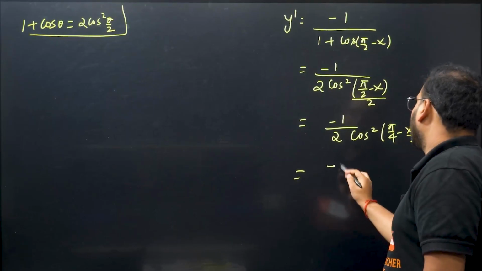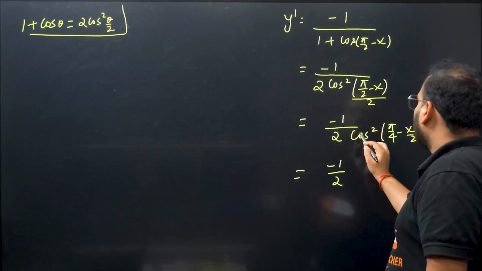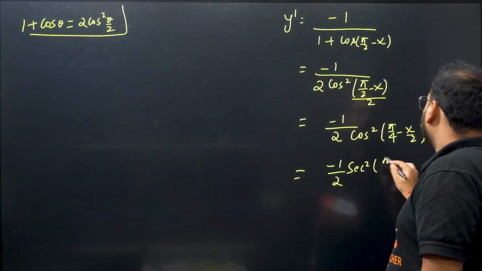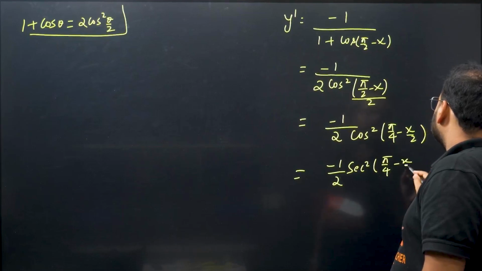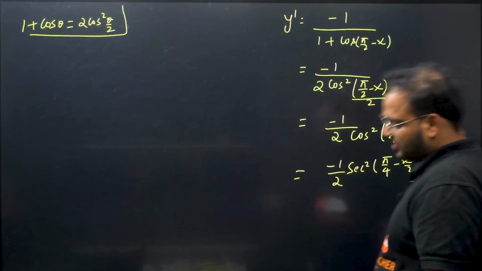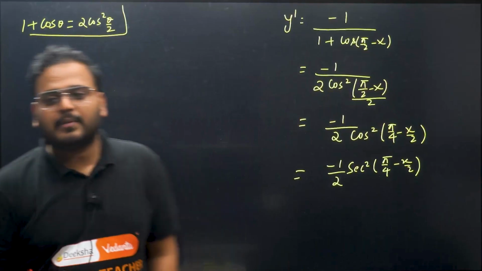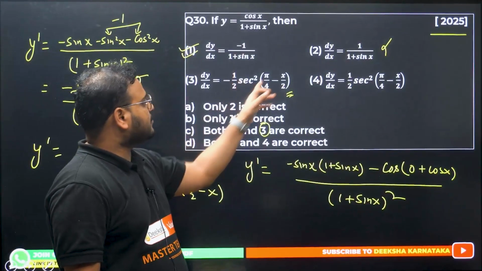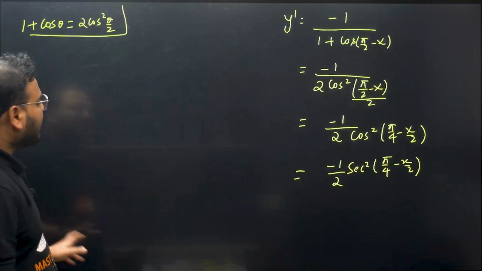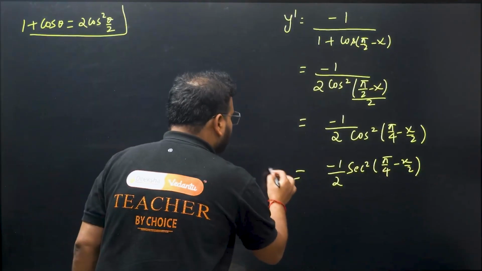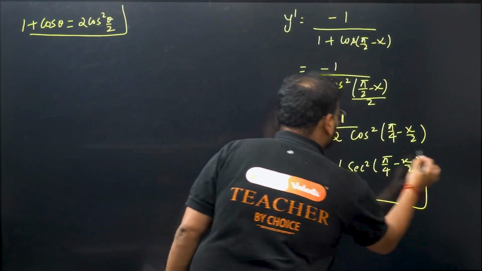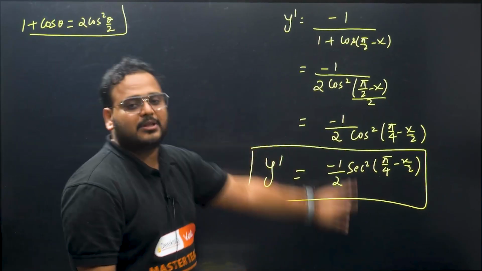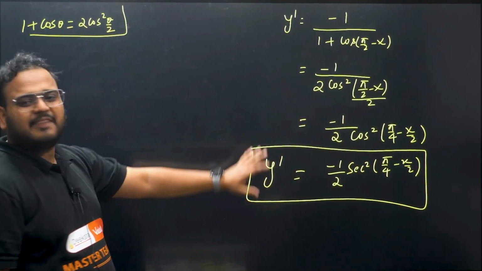Have a look. Minus 1 by 2, and now cos square is in the denominator, so it will go up as sec square of pi by 4 minus x by 2. Now this is option number 3: minus 1 by 2 sec square pi by 4 minus x by 2. There can be more than one method to reach this conclusion. You can use the other method also, but this is one of them, and I find this is easier.